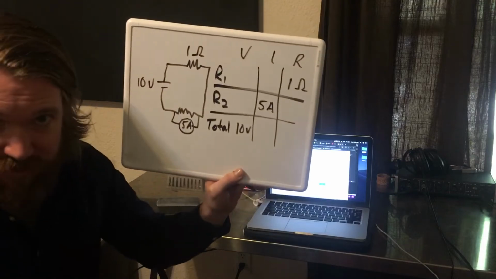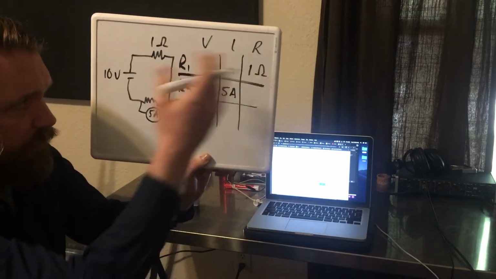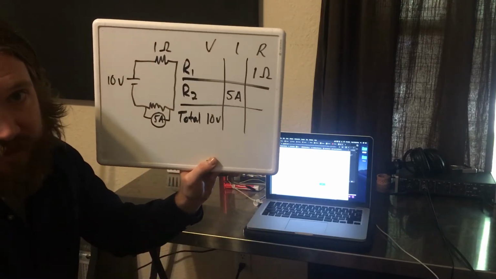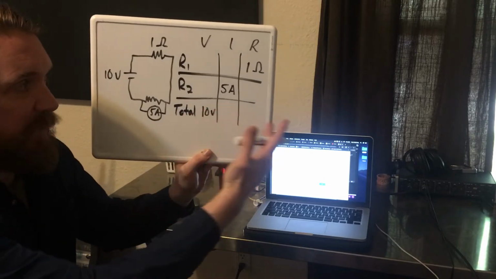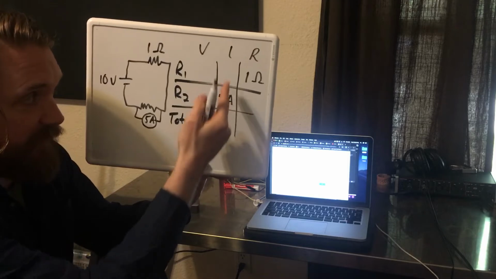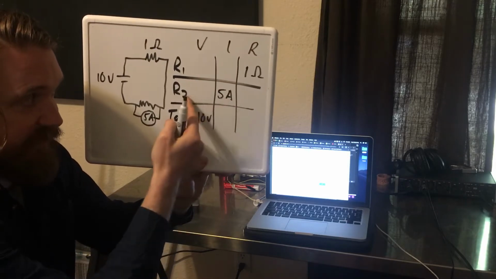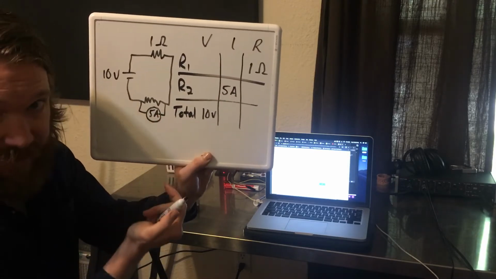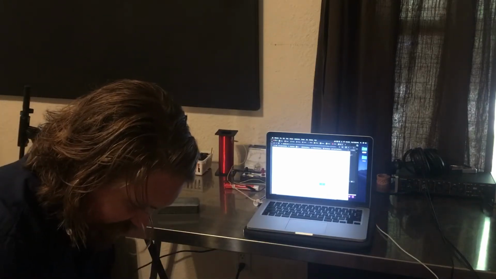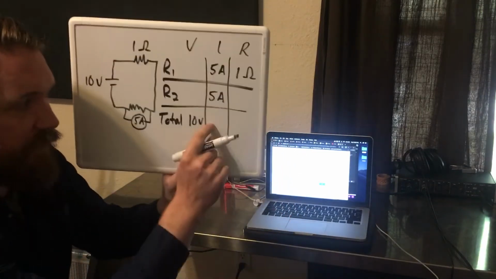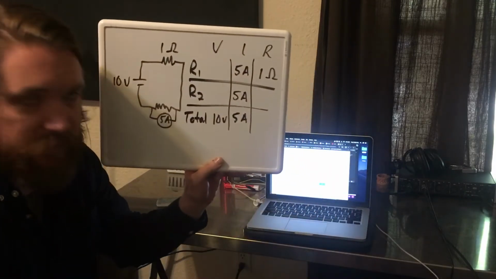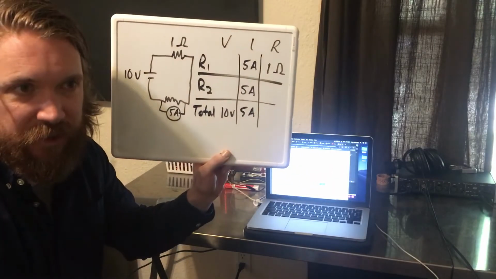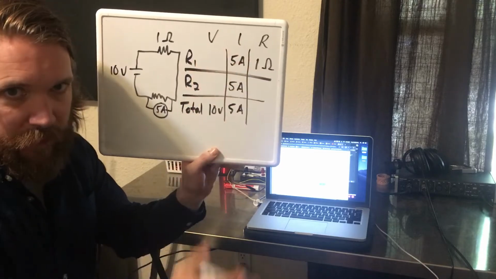So if you're playing along, this is what you should have had, okay? And from here, I can find out everything about this circuit. All right, so same thing. First place I look is I know that the current is the same everywhere. So if the second resistor gets 5 amps of current, that means the first resistor gets 5 amps of current, which means that the total is 5 amps of current. The current in a series circuit is the same everywhere, okay?